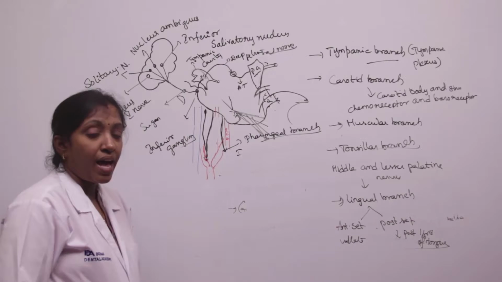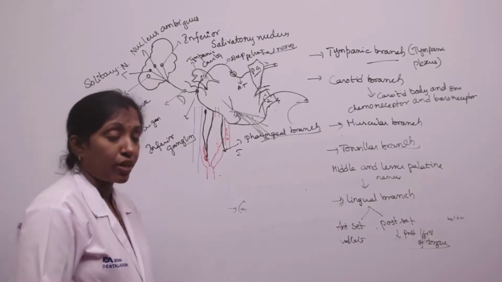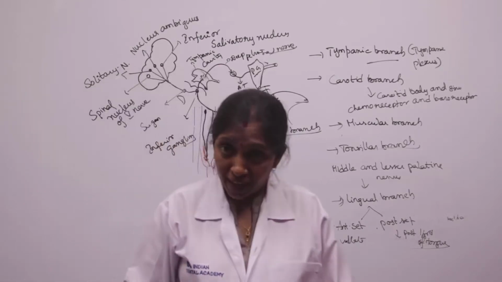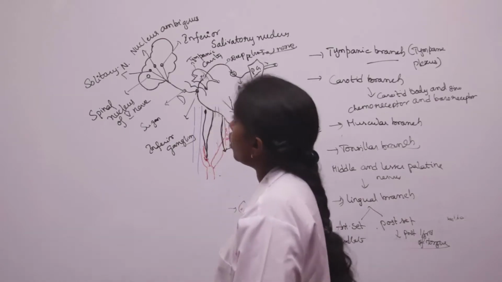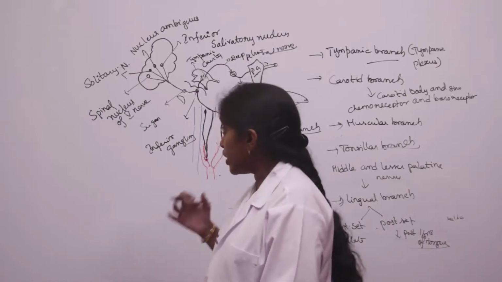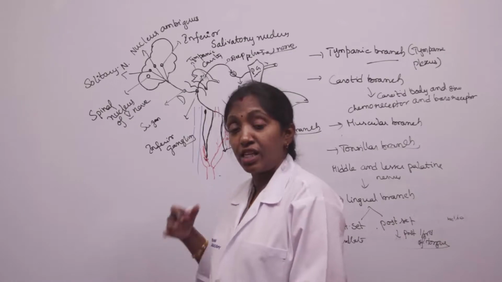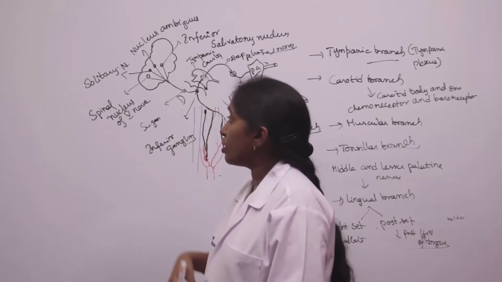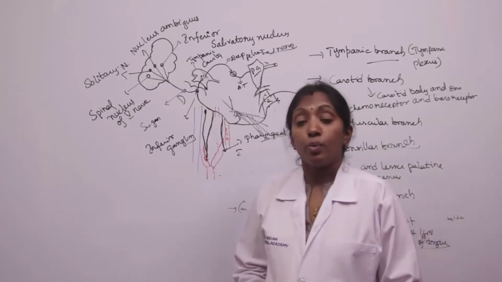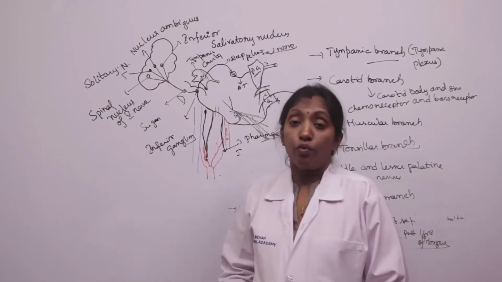So the glossopharyngeal nerve arises from four nuclei. One is the nucleus ambiguus, which carries the branchiomotor fibers. The next is the inferior salivary nucleus, which gives preganglionic parasympathetic fibers. The next is the solitary nucleus, which receives central processes of sensory neurons from the general visceral as well as the special visceral. And the spinal nucleus of the trigeminal nerve carries central processes of general somatic neurons.